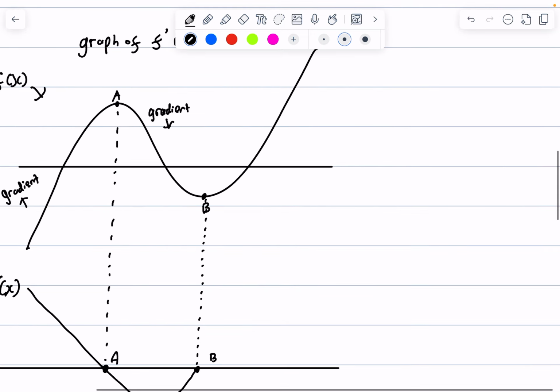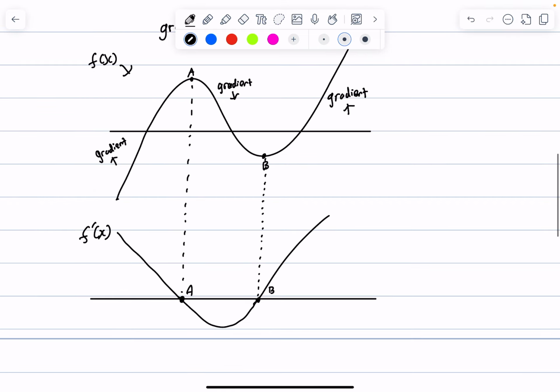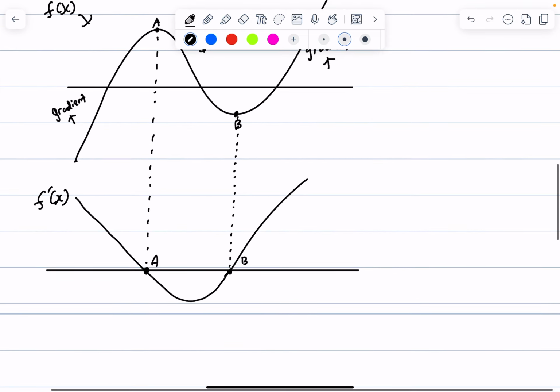And after B, the gradient goes back up again. Let me draw that. Gradient goes back up again. And because the gradient goes back up again, it's positive. And when it's positive, that means on the f prime x, which actually graphs the gradient, it has to be above the x-axis. So then it'll be something along the lines of this. I think that's pretty explanatory.